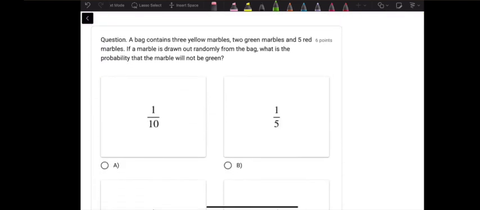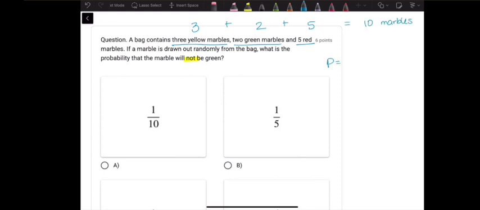A bag contains 3 yellow marbles, 2 green marbles, and 5 red marbles. If a marble is drawn out randomly from the bag, what is the probability that the marble will not be green? Keyword here being not. So there are 3 options in this bag. There's the 3 yellow, the 2 green marbles, and the 5 red marbles. Let's add those up together to know how many marbles in total are in the bag, and we have a total of 10 marbles.